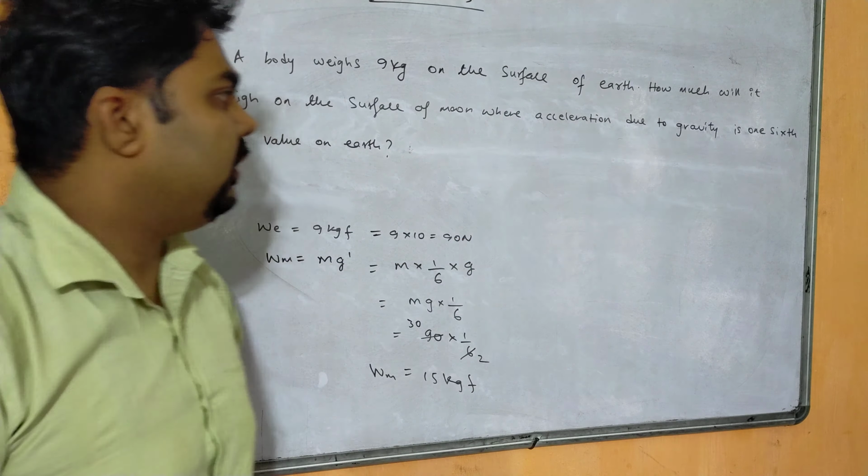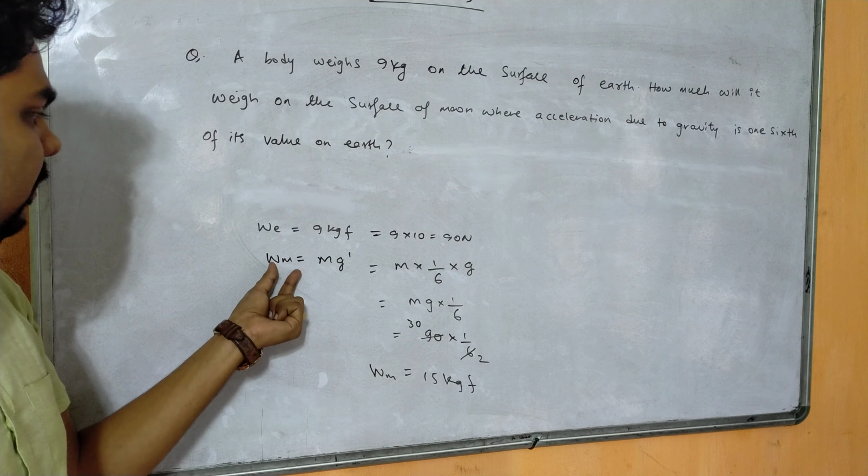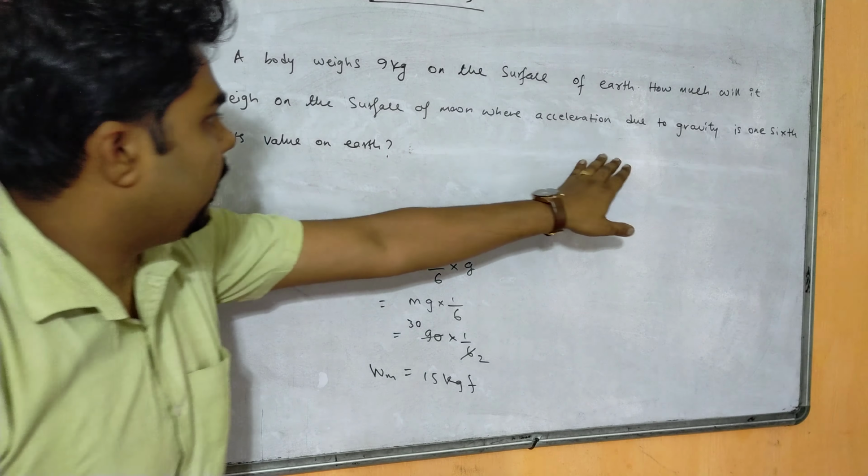So here in the question it is given 9 kg on the surface of earth, but we have to consider it as 9 kgf. Okay, that is 9 kg weight. So 9 kgf, that means let us consider acceleration due to gravity is 10. So 9 into 10, 90. 90 Newton is the weight on earth. Now we need to find what is the weight on moon. So here it is given moon, so we will be considering moon only.